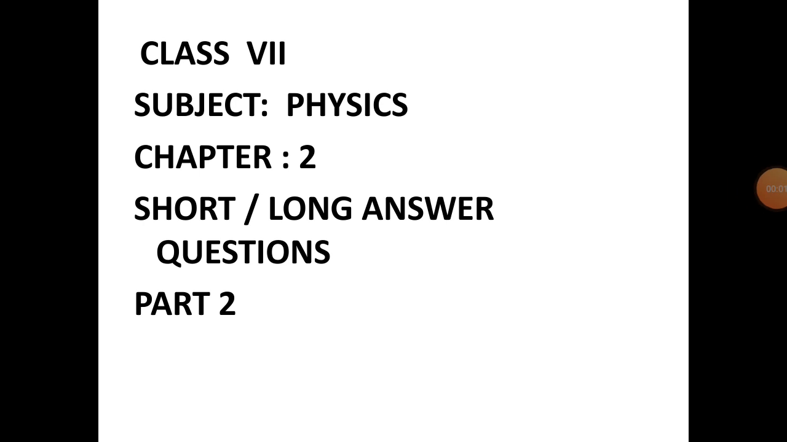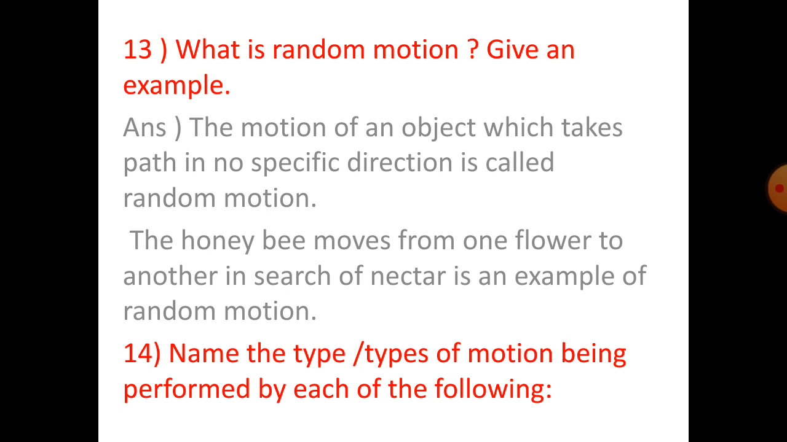So, today we will discuss from question number 13. What is random motion? Give an example. The motion of an object which takes path in no specific direction is called random motion. The honeybee moves from one flower to another in search of nectar is an example of random motion.